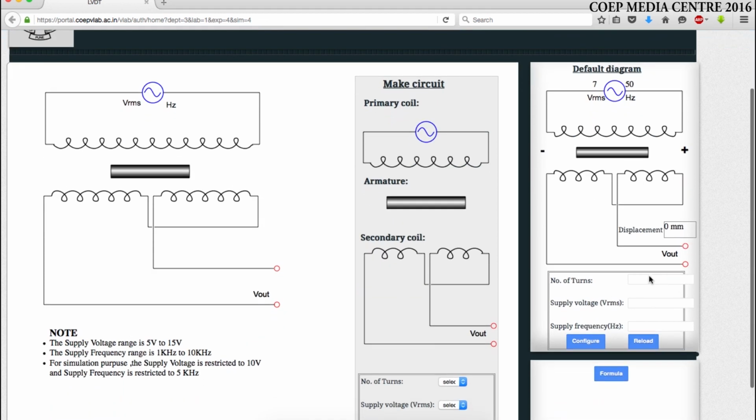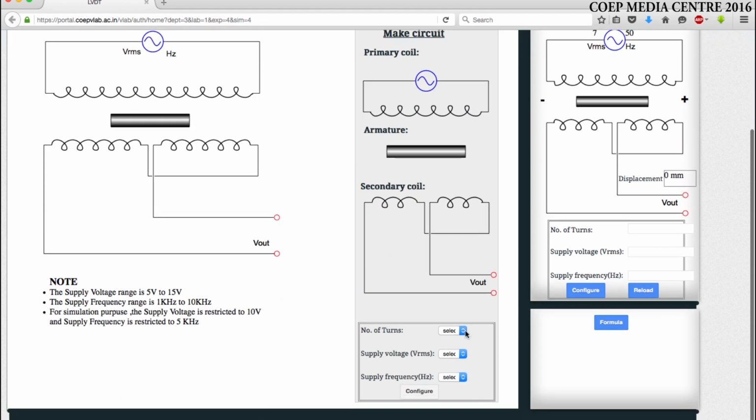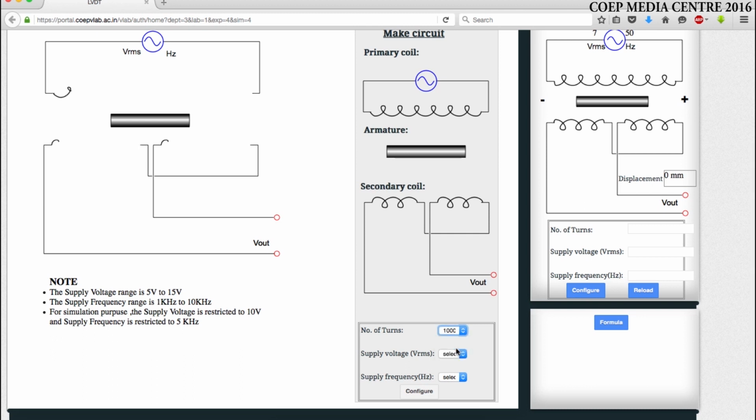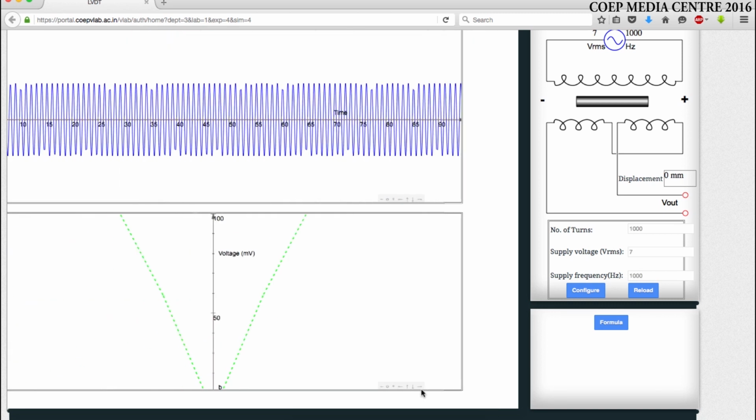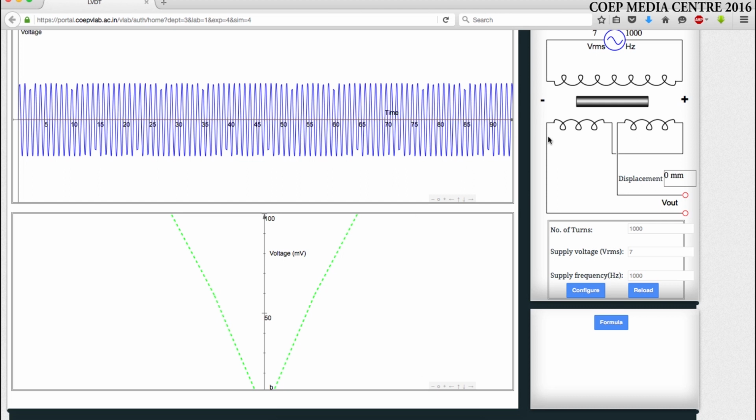After completing this, you will have to select here how many turns you need in primary and secondary, that is 1000 turns. That means on primary there are 1000 turns, and on secondary 500 turns on secondary 1 and 500 turns on secondary 2. Select the supply voltage. Suppose I have selected 7 volt, and select the frequency of excitation of this source. For example, I have set it to 1000 hertz, that means 1 kilohertz. So the system is configured.